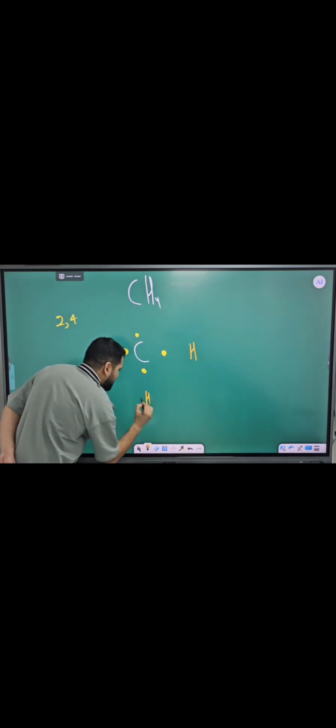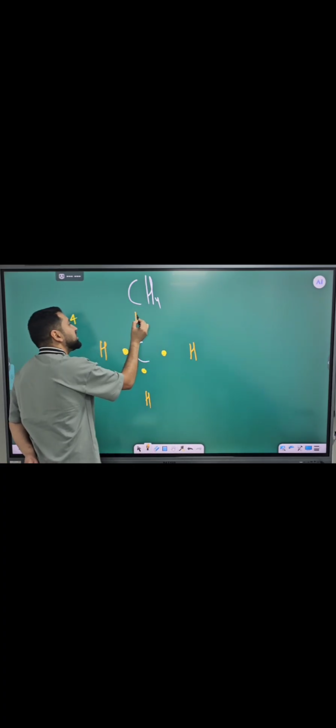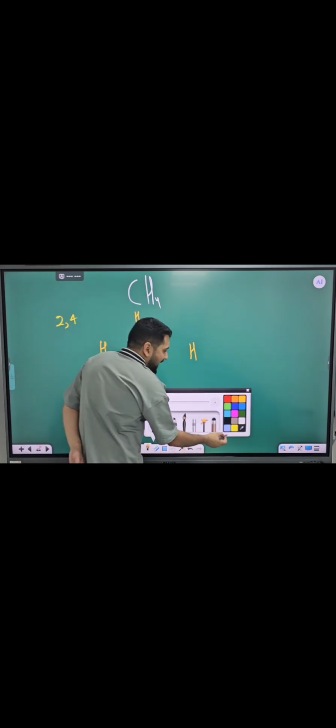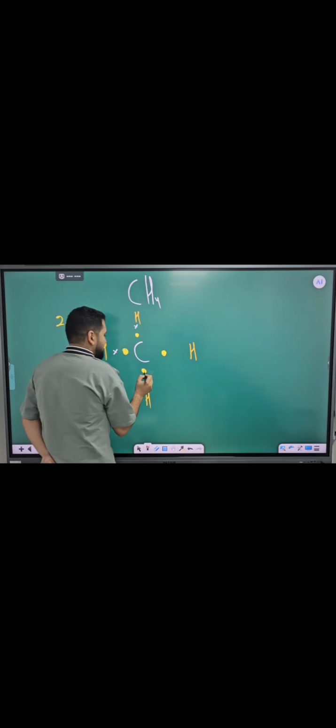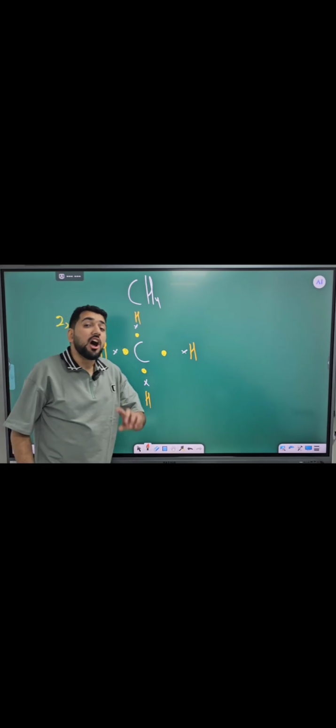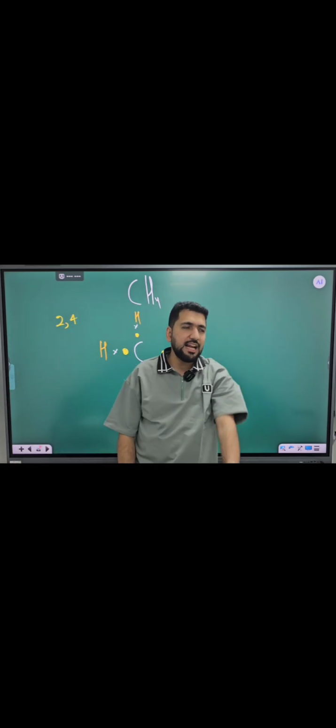Let us say this is hydrogen number 2, this is hydrogen number 3, and this one is hydrogen number 4. How many electrons are present with the hydrogen? We know that one electron is present with the hydrogen. In order to gain stability, hydrogen needs 2 electrons, right? So how will hydrogen get the 2 electrons?